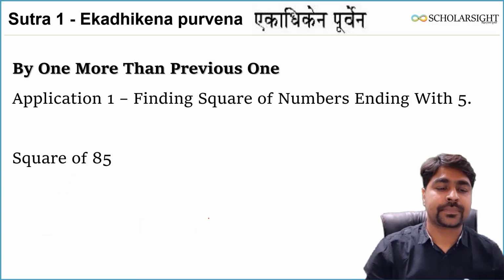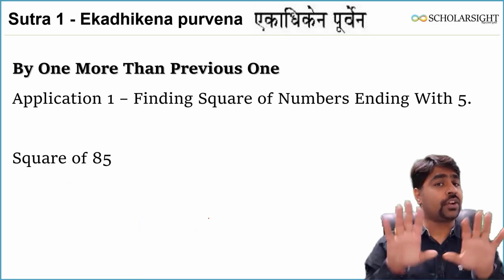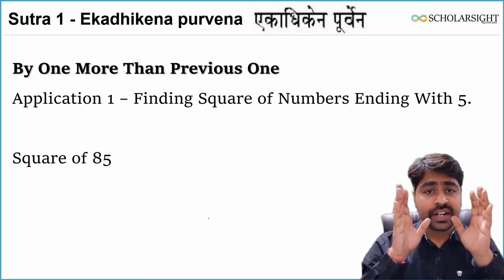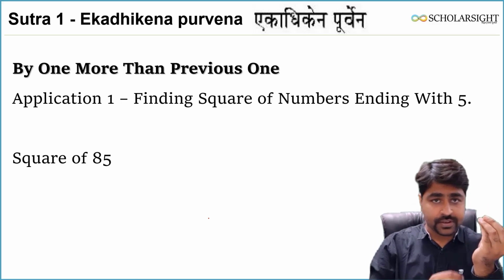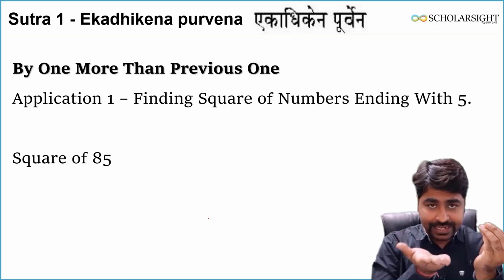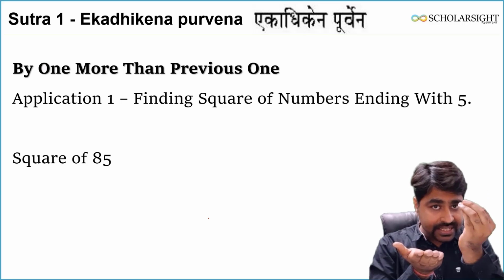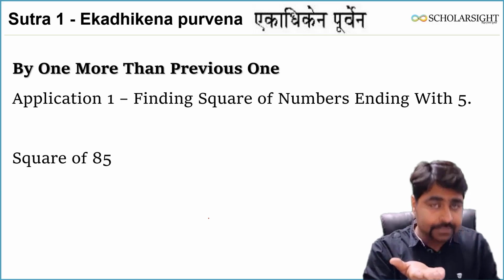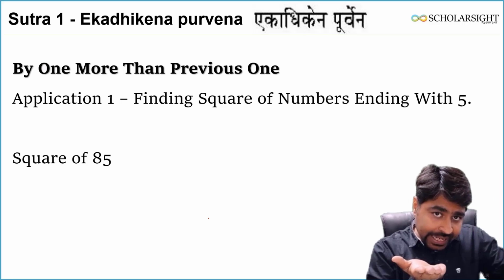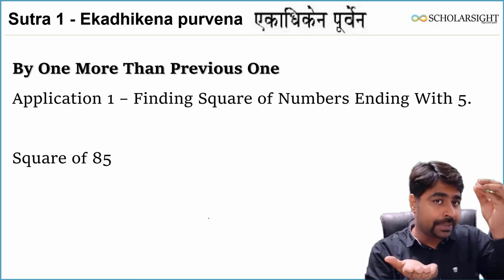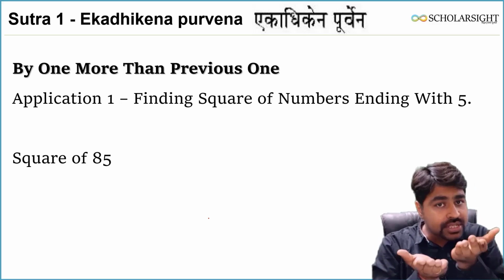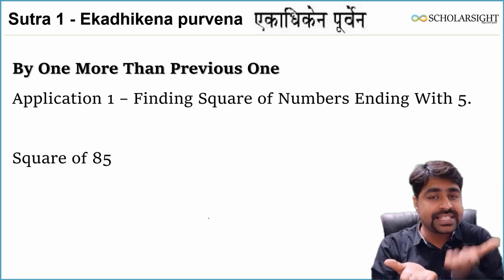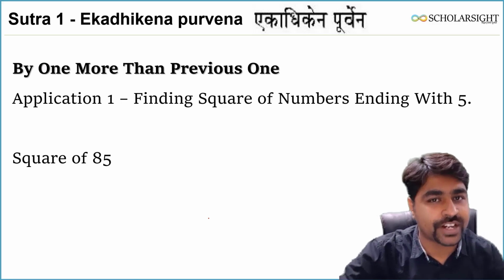Let's apply. The square of 85. I will not be using a pen and paper. I will just be doing it mentally. How? The square of 5 is going to be 25. We'll write it here. 8 is the previous one. The next number, one more than 8, is going to be 9. So I'll multiply 8 by 9. 8 into 9 is going to be 72. So 7225. That means 7225 is the square of 85.